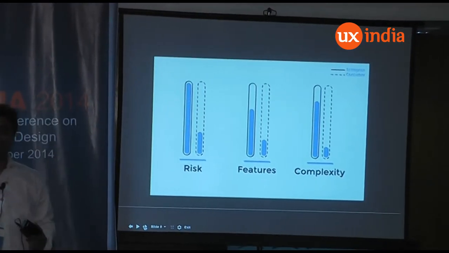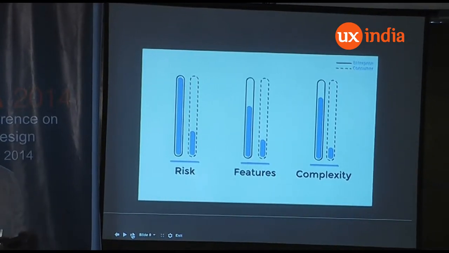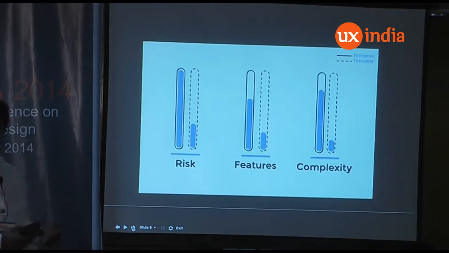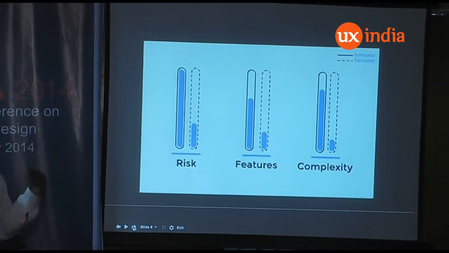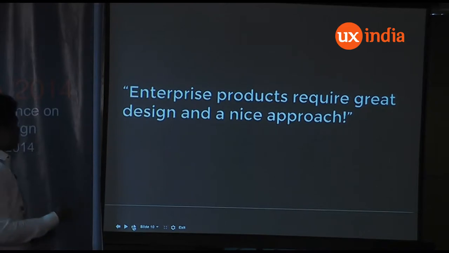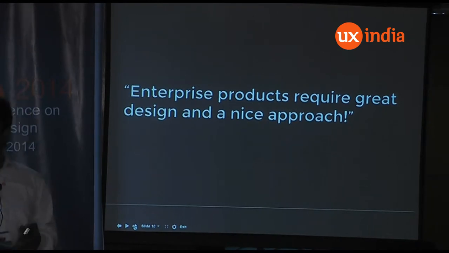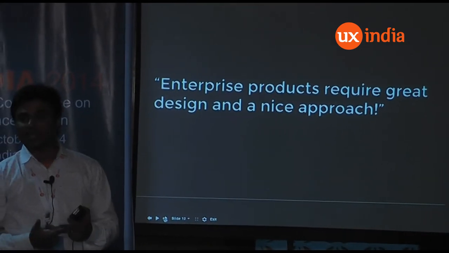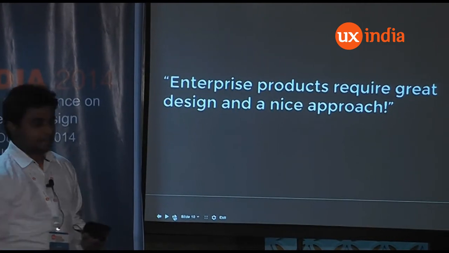When you look at this graph, the risk, features, and complexity are completely different for an enterprise and a consumer product. We have more risk: when something goes wrong, everything is crap. And features mean complexity, so the amount of risk is very high. So my point is, enterprise products require great design and a nice approach. It's not something like they're experts, they can handle it. They can handle it, they're experts, but still the amount of risk, the features, and the complexity are very high, so they definitely need a nice touch, or a great approach, in terms of the design of the product.